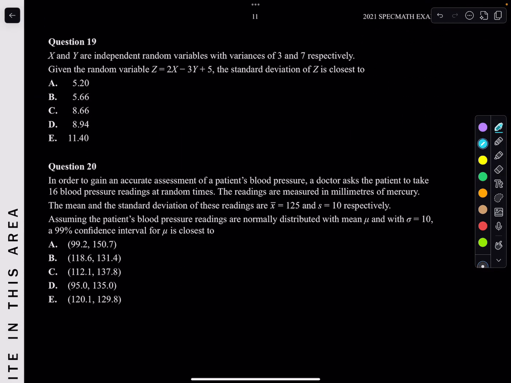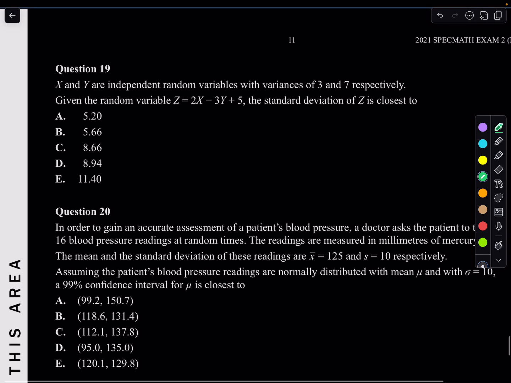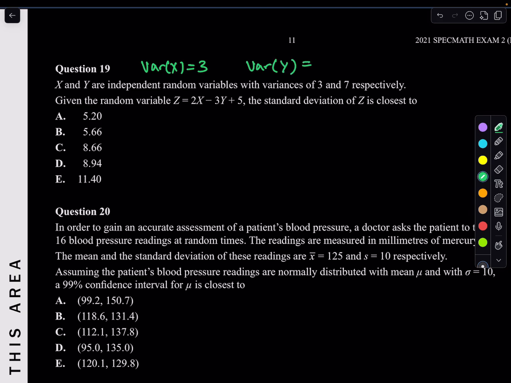Question 19. X and Y are independent random variables with variances of 3 and 7 respectively. Given that the random variable Z is that, the standard deviation of Z is what? Oh my god, this is actually really nice. So they gave us that the variance of X is 3, and the variance of Y is 7.